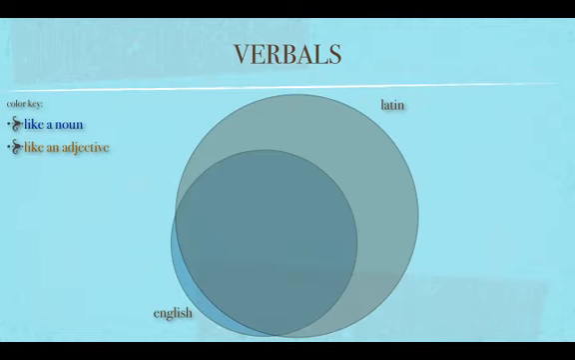So I've got a little color key for you. The blue verbals in the Venn diagram are verbals that behave like nouns, and the brown verbals in the Venn diagram are verbals that behave like adjectives. So infinitives, gerunds, and participles exist in both languages, while the supine and the gerundive only exist in Latin. You won't find that construction in English, which makes it a little hard to translate sometimes because we'll have to translate it as one of the other verbals that does exist in English.